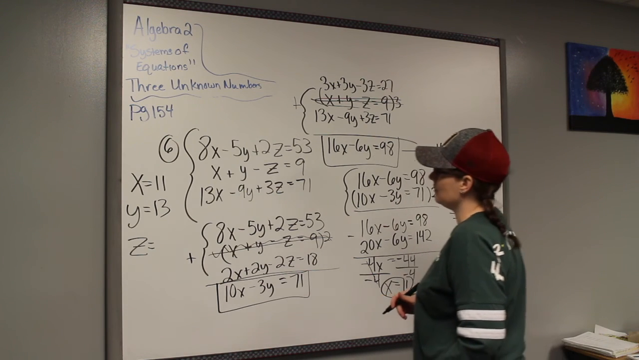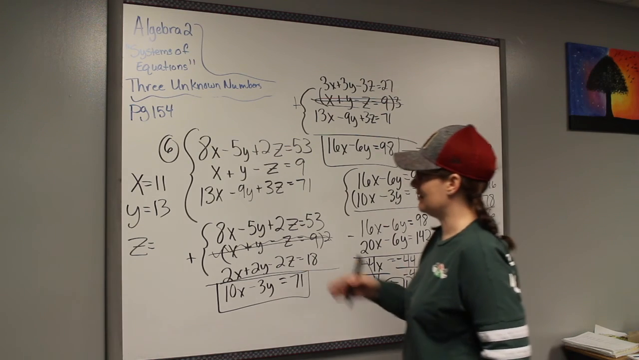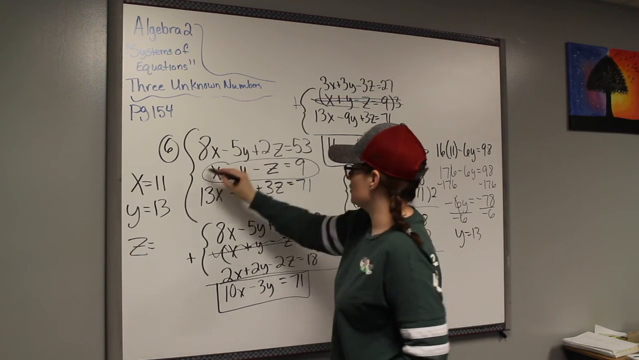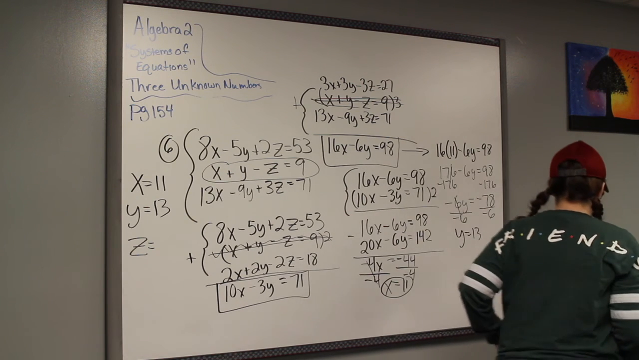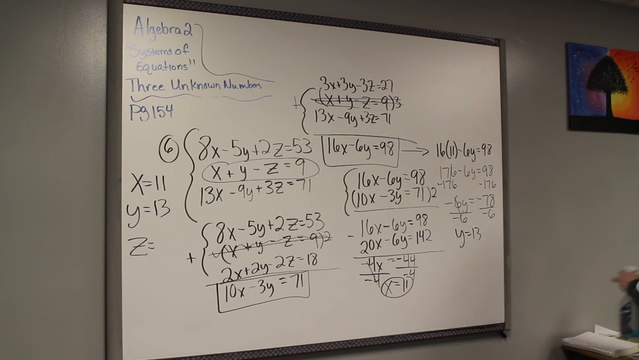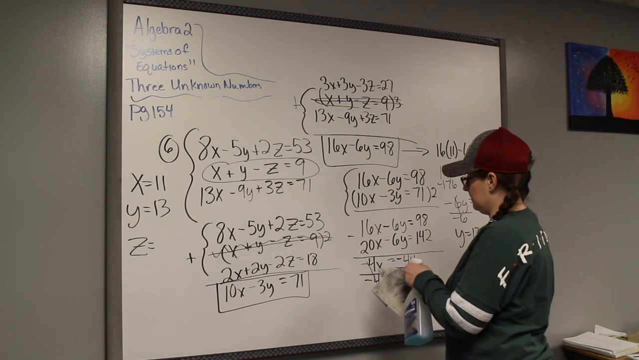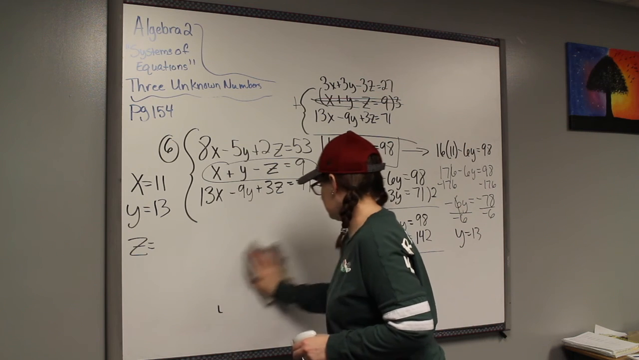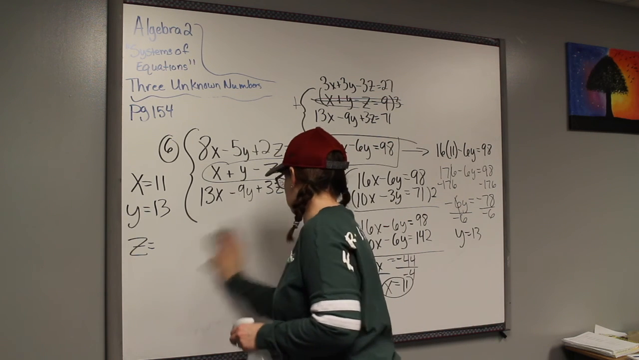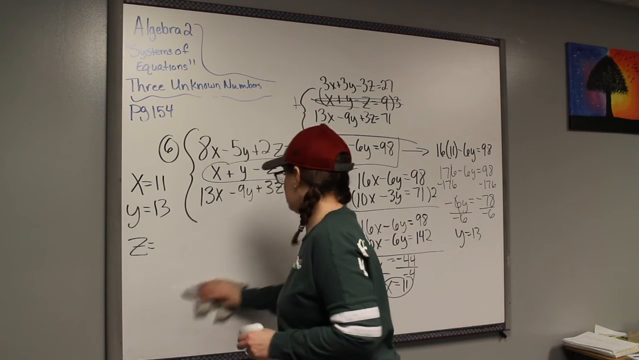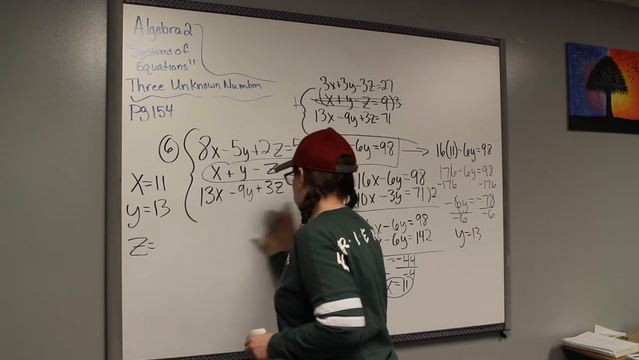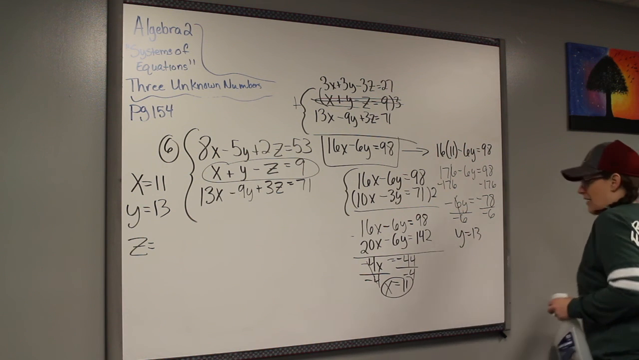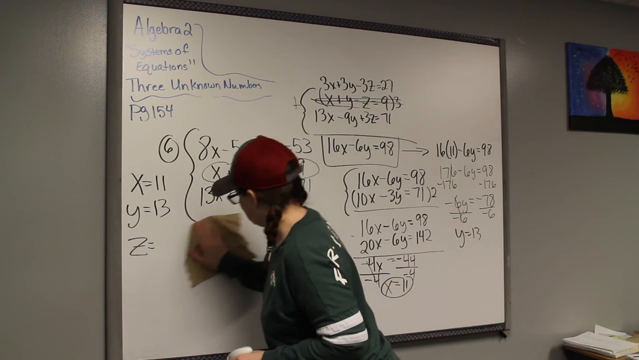So the last thing I need to do is find my z. I found x and I found y. So I'm going to take the easiest out of the original equations, which is this one. And I need to erase just the spot here. So I'll go right here. And I'm sorry for the sound, but I need to make sure it's dry.